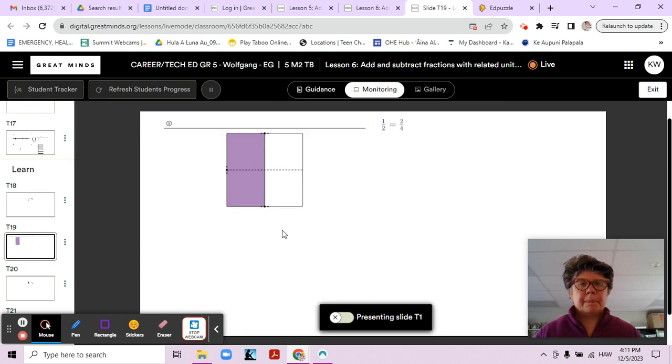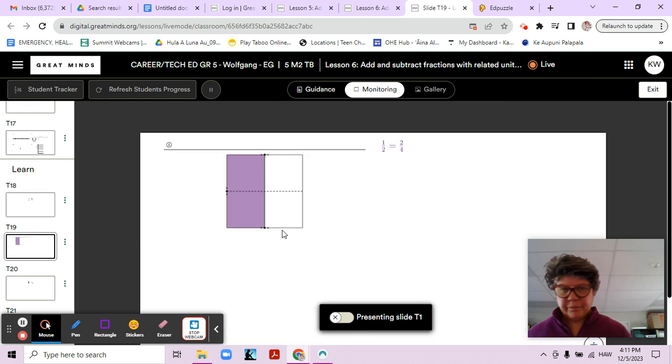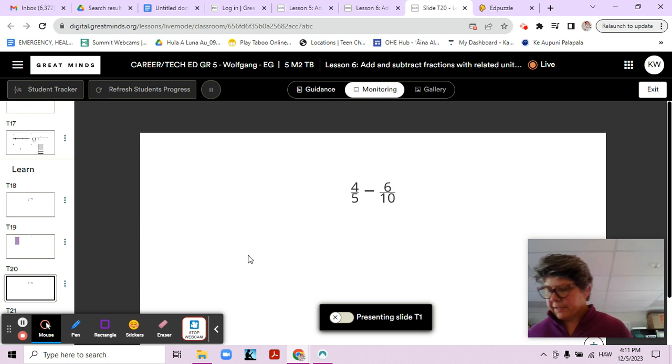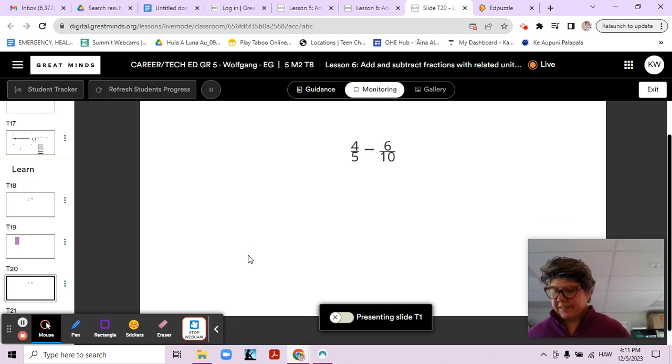Let's look at this. 4/5 minus 6/10. 4/5 minus 6/10. Are we ready to subtract? No, we are not. Are the units the same on the bottom? No, they are not. So, are they related? Well, yes, they are related. Do you see a fact family there? 5 times 2 is 10. 10 divided by 5 is 2, right? They are in a fact family together.